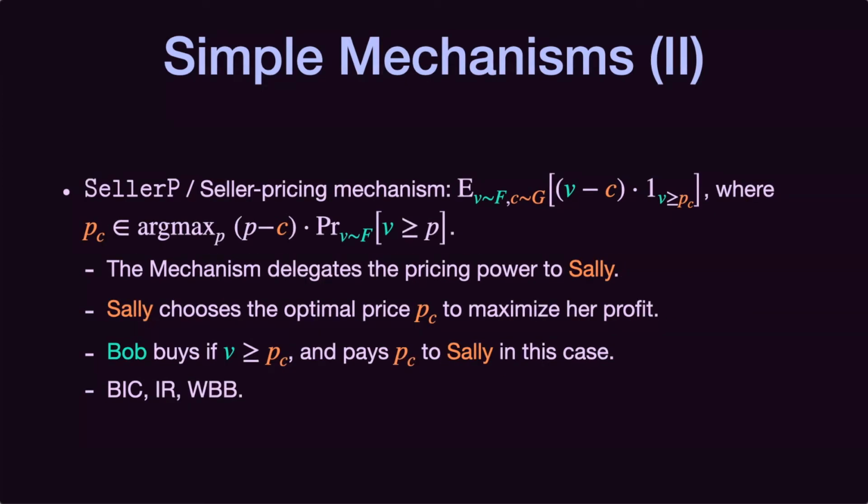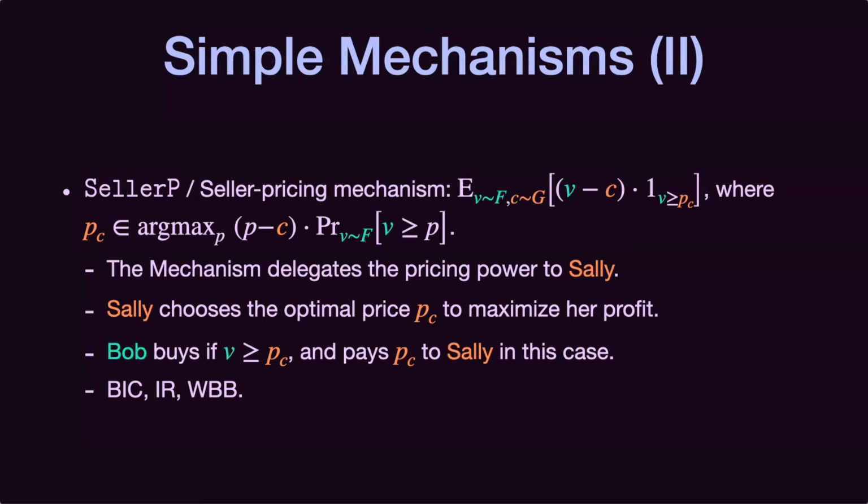Another example of simple mechanisms is the seller pricing mechanism, where the mechanism delegates the pricing power to Sally. Sally will pick some price PC to maximize her profit. Then Bob, seeing the price PC, will buy the item if V is at least the price PC. And if he buys, he needs to pay Sally a price of PC and gets the item.